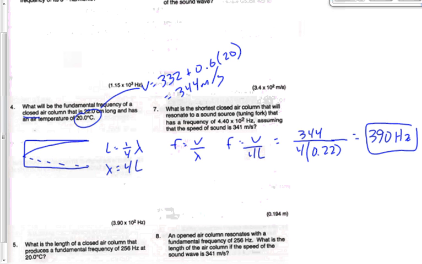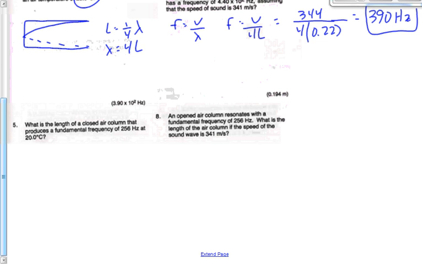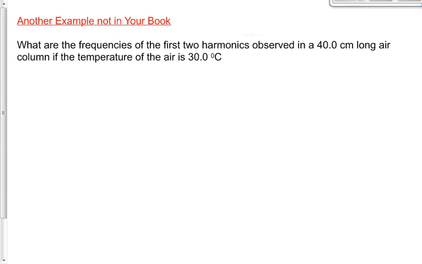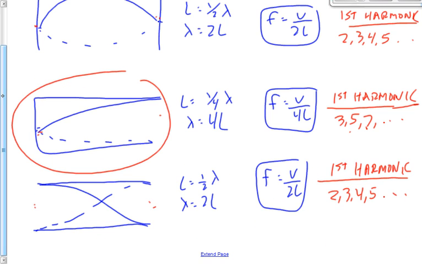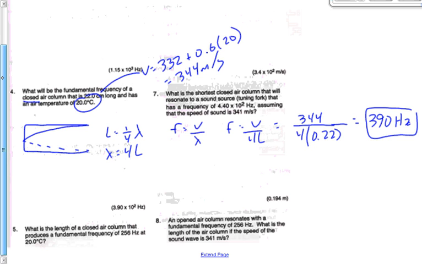All right, last question we needed to go over was number 8. This one is an open air column, which means what? Go back to that picture again. Diagram 1, 2, or 3, the open air column. Diagram 3, good. So let's draw it out. Let's draw out this open air column. Question number 8.